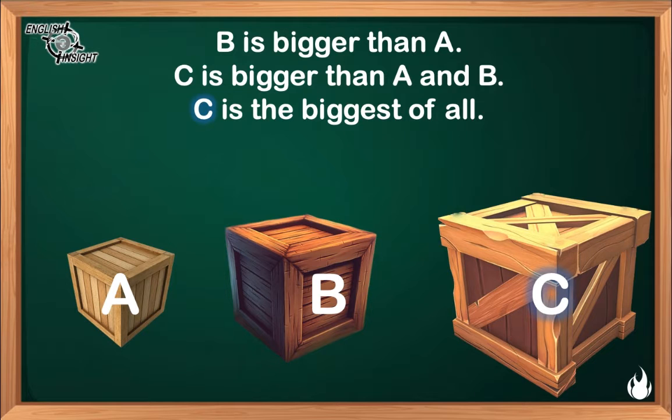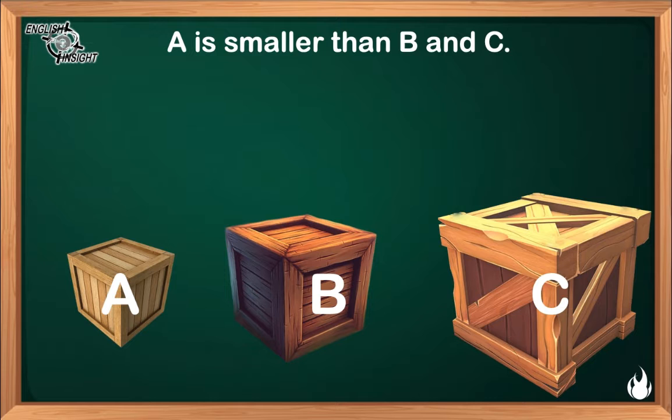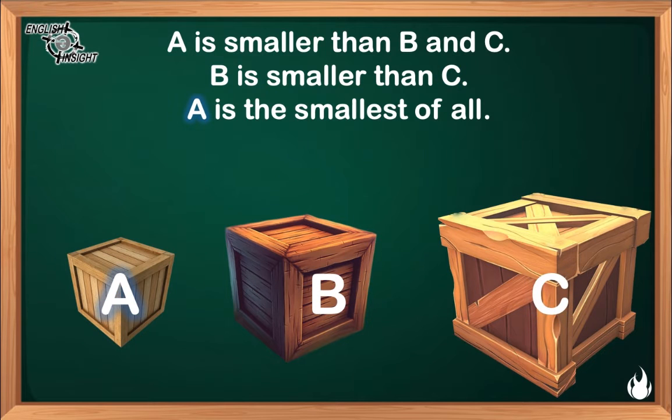We can also use the antonym or the opposite adjective, in this case small. A is smaller than B and C. B is smaller than C. And A is the smallest of all.